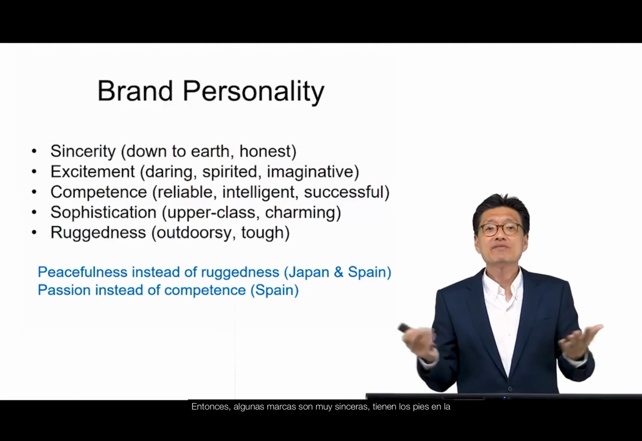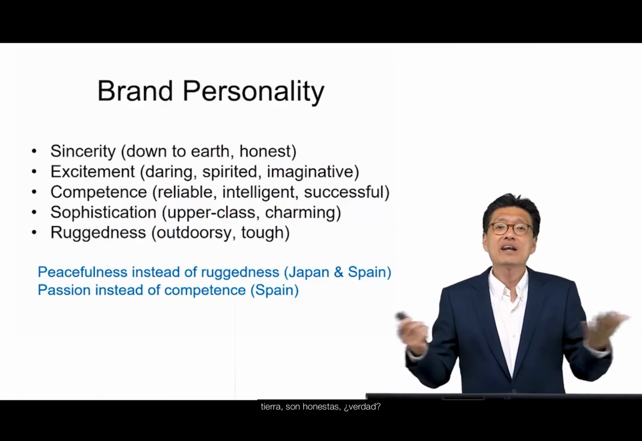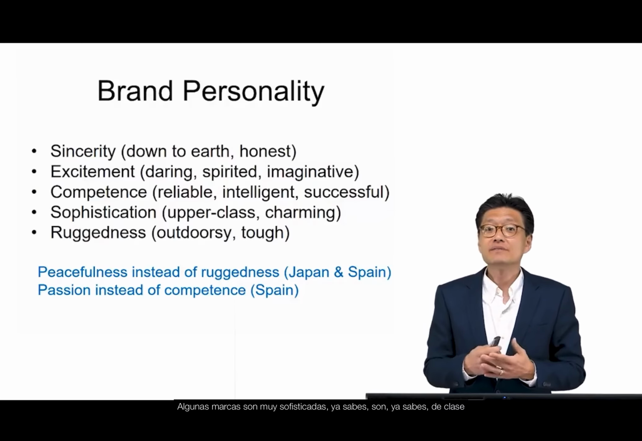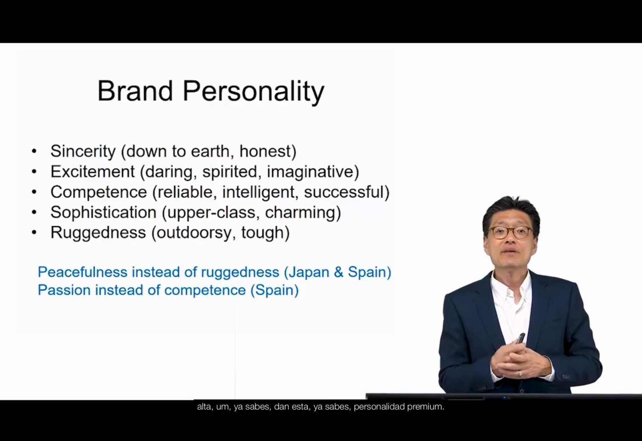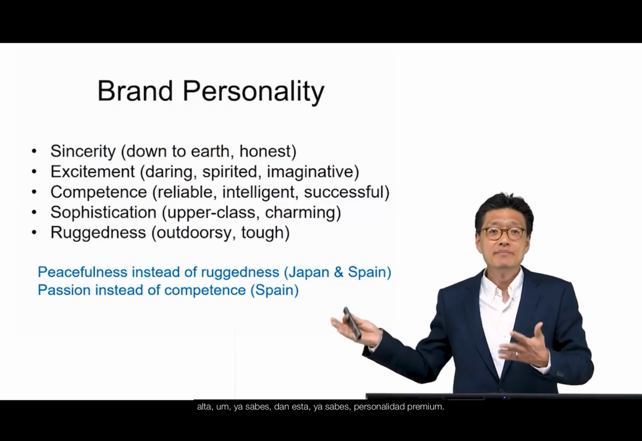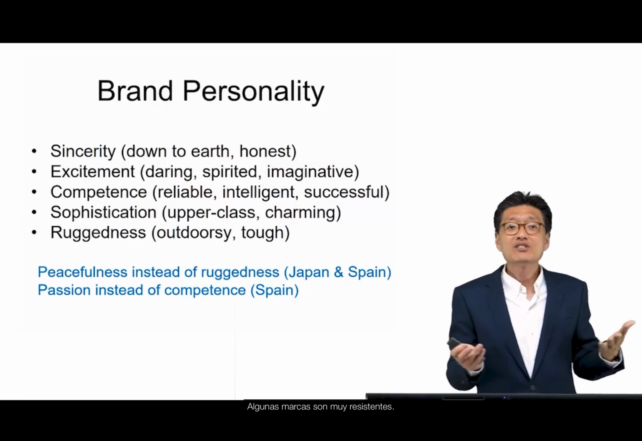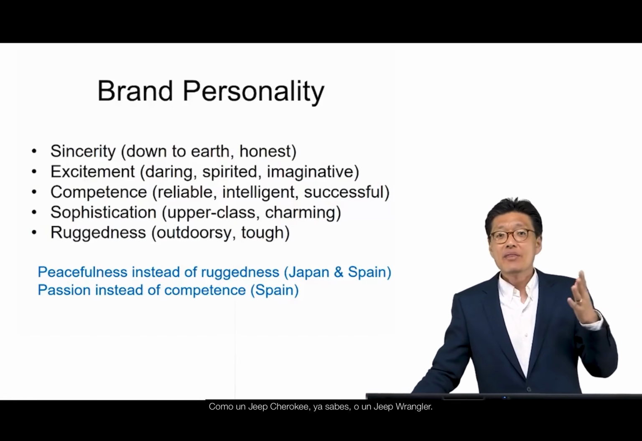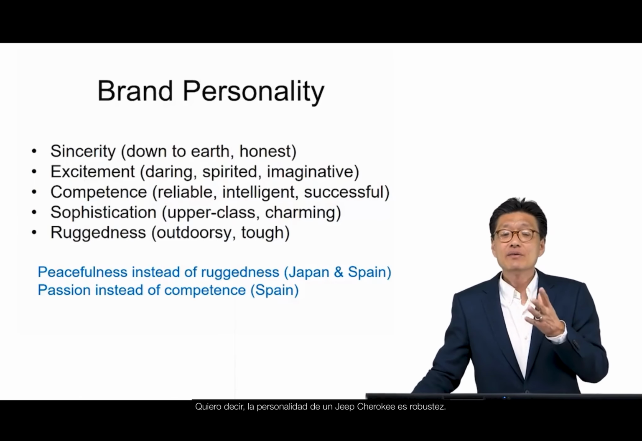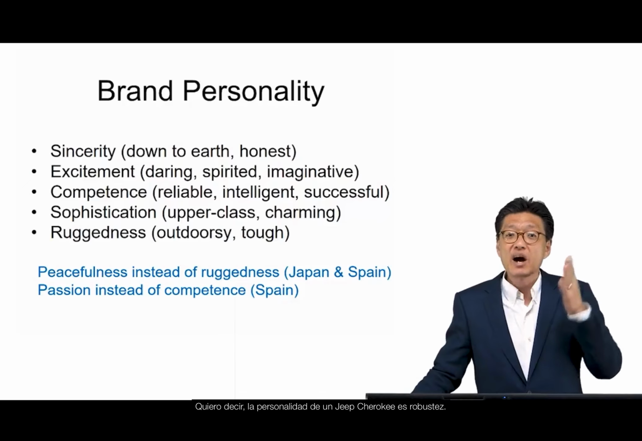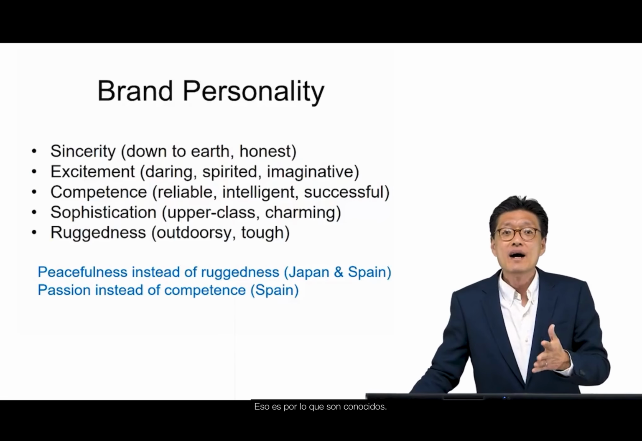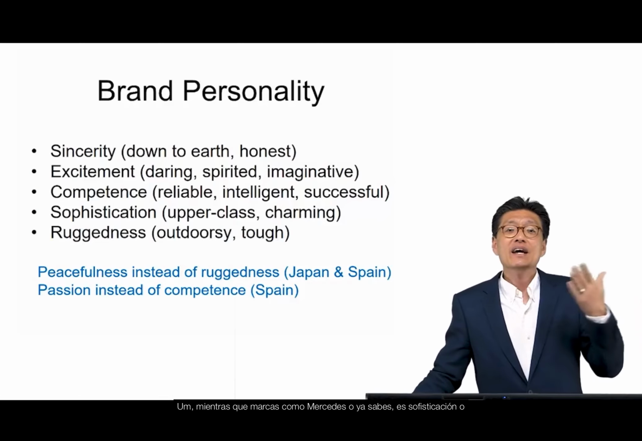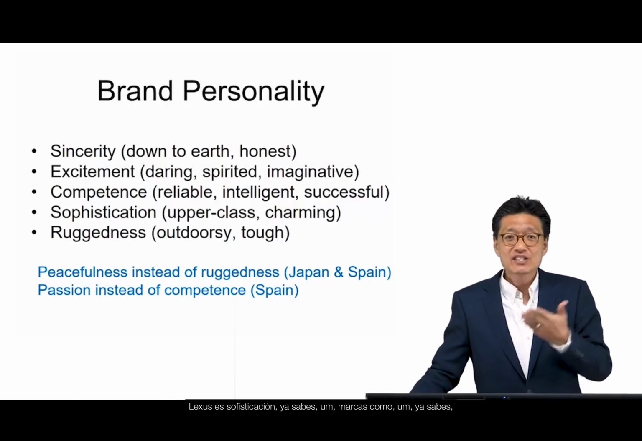So some brands are very sincere. They're down to earth. They're honest. Right? Some brands are very sophisticated. They're upper class. They give out this premium personality. Some brands are very rugged, like a Jeep Cherokee or Jeep Wrangler. I mean, the personality of a Jeep Cherokee is ruggedness, right? That's what they're known for. Whereas brands such as Mercedes is sophistication, or Lexus is sophistication.